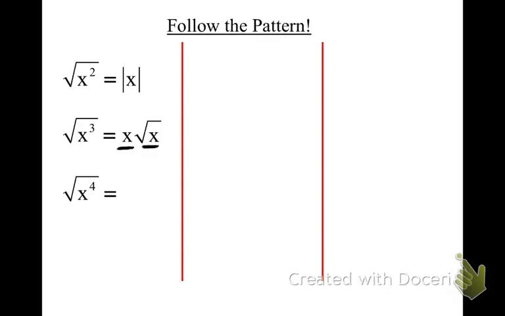Okay, what would the square root of x to the 4th be? Jack? It would be rad x squared times rad x squared. And what is the root of both of those? X for both. And so what's my final answer? X squared. Okay? Notice it's an even number. It's less evident here. Let's keep going.